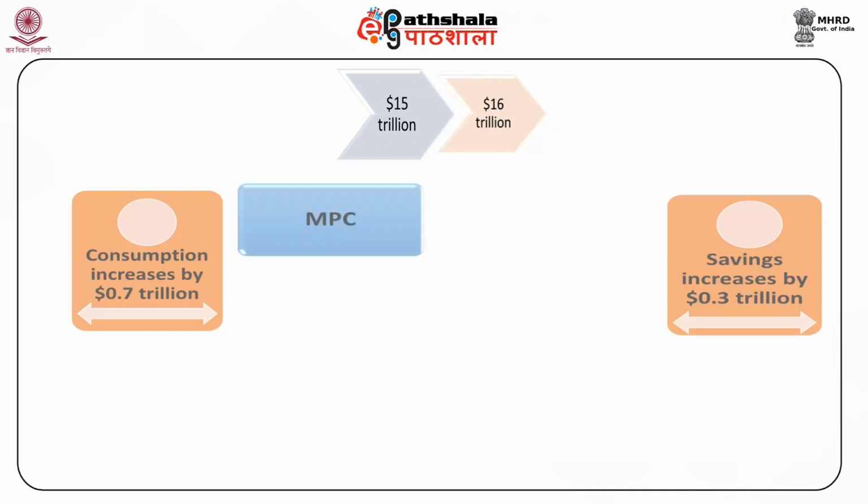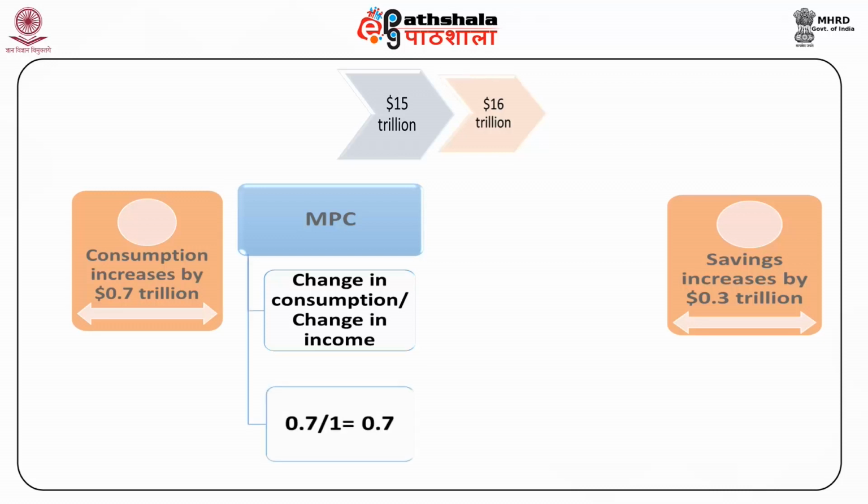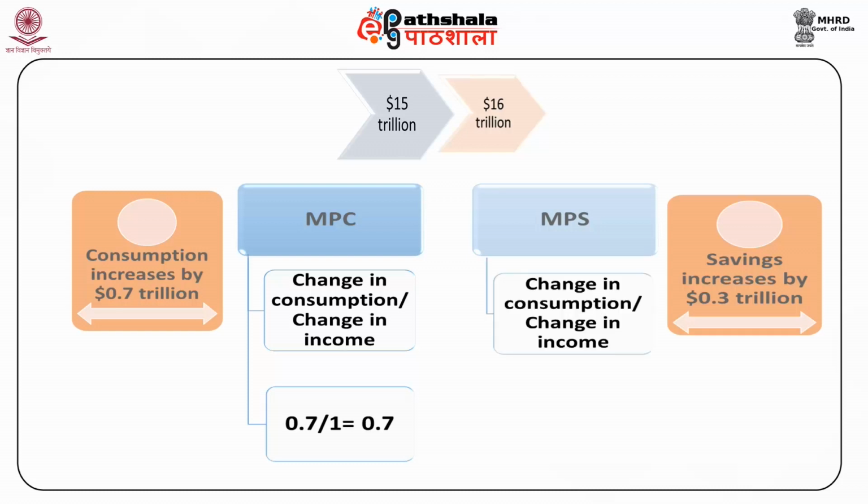The marginal propensity to consume in this case will be change in consumption, that is $0.7 trillion, divided by change in income, that is $1 trillion. So, MPC is 0.7 divided by 1, which is equal to 0.7. The marginal propensity to save is change in savings, that is $0.3 trillion, divided by change in income, again $1 trillion. Hence, MPS is 0.3 divided by 1, which is equal to 0.3.